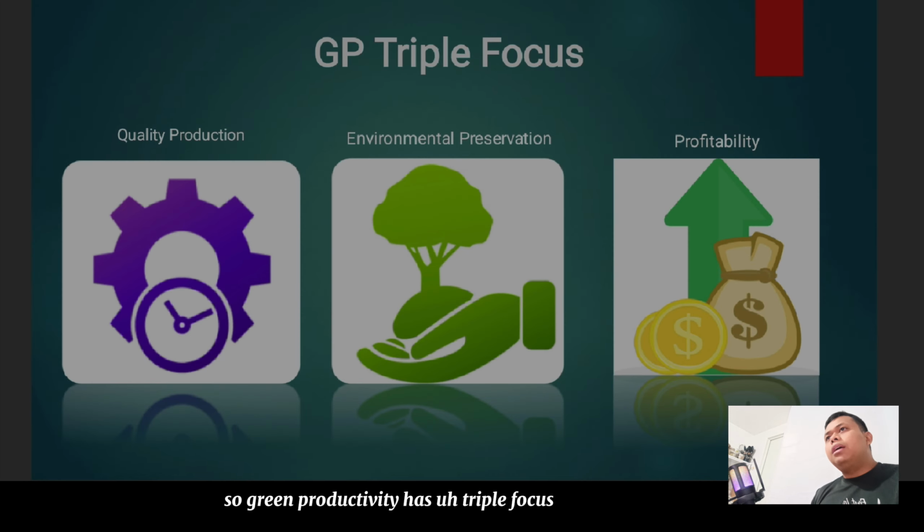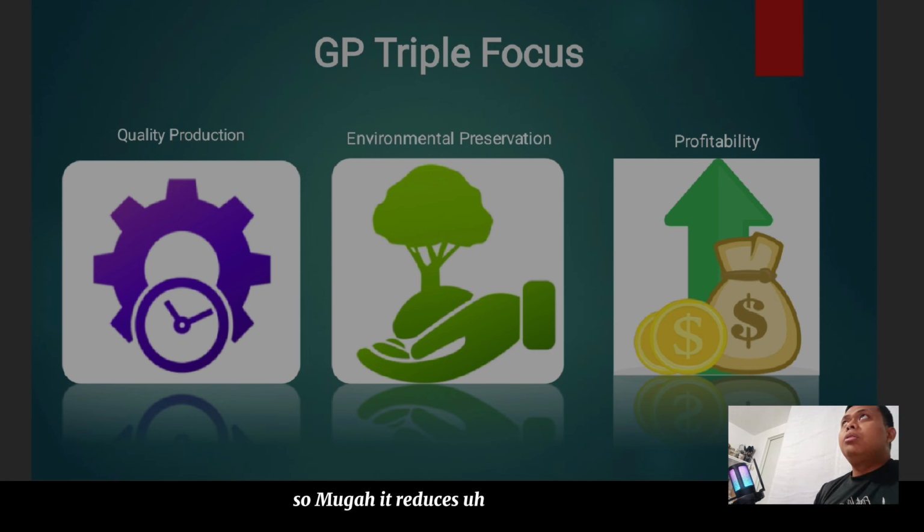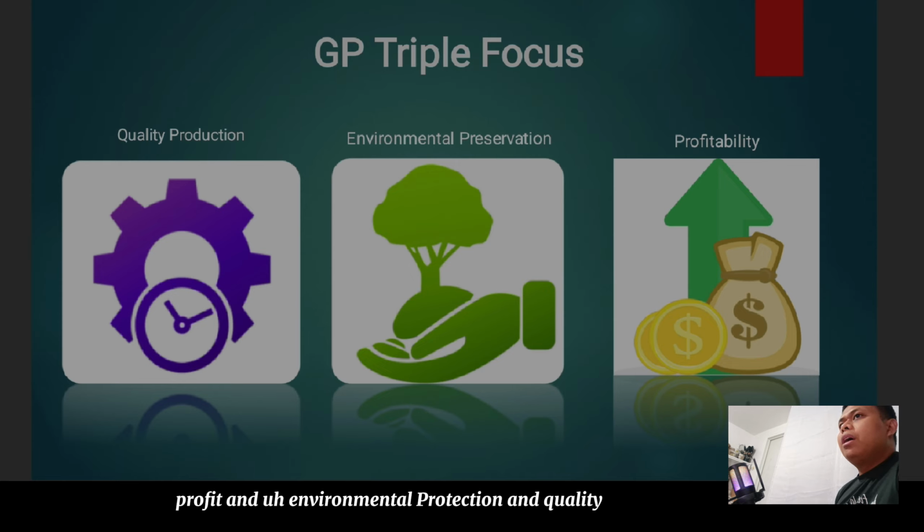So, green productivity has a triple focus. It focuses mainly on quality production, environmental preservation, and profitability. In a sense, it reduces so-called waste material, as in a cycle, lessening the waste and making production more efficient with respect to profit, environmental protection, and quality.